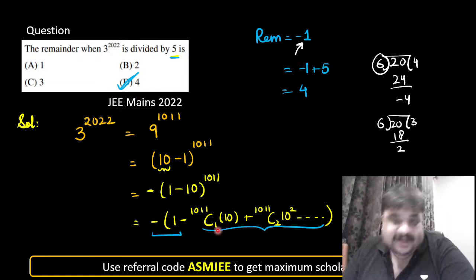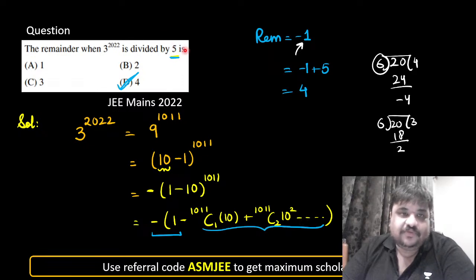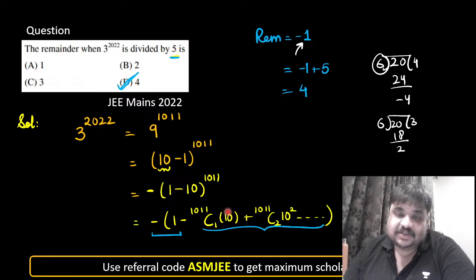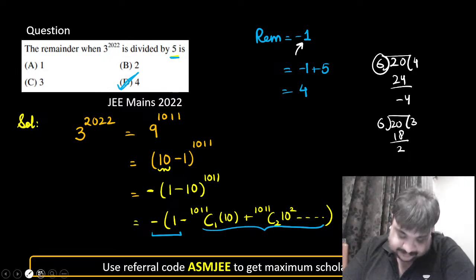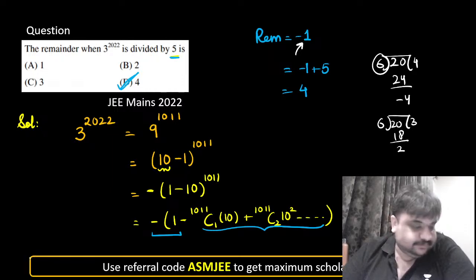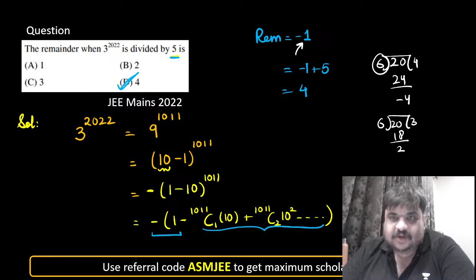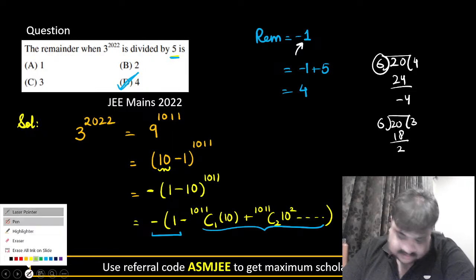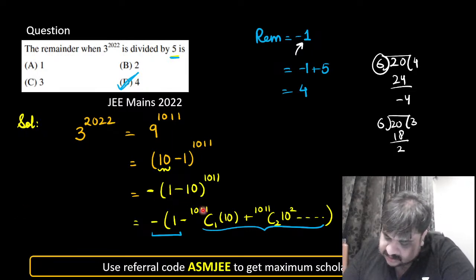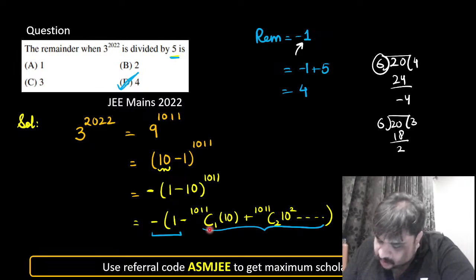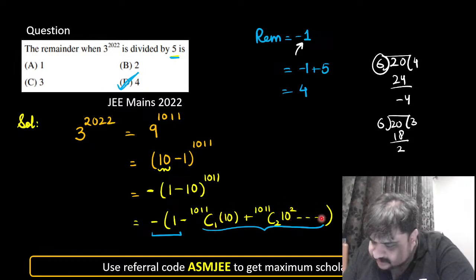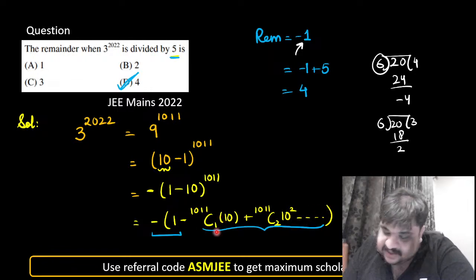The remaining terms contain 10. You have to find the remainder when divided by 5. All these terms contain 10, which means they contain 5. Which of them is the last step, guys? This step, this is binomial. I expanded it with binomial. Now all these terms have 10 as a factor. If they have 10 as a factor, they must have 5 as a factor. So they will never leave a remainder when divided by 5.